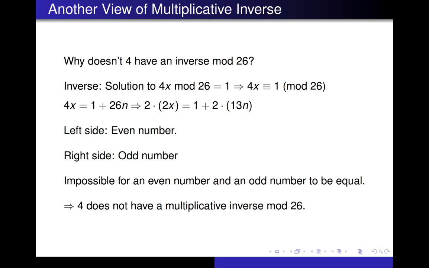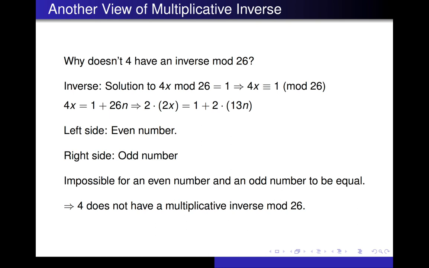So that tells us that 4 does not have a multiplicative inverse mod 26. And notice we were able to figure that out without having to look at all the numbers times 4 and say, oh yeah, it didn't work. It also explains why, when we took all those numbers mod 26, we never got any odd numbers. We only got even numbers.